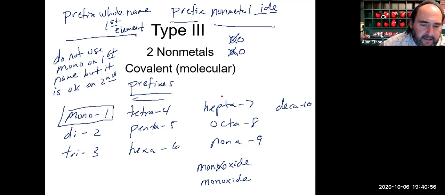And so when we have something like CO, this would be carbon monoxide. Again, carbon, nonmetal, oxygen, a nonmetal. One of each of them. Prefix is mono for both of them. Again, don't use mono on that first name, but can use it on the second name. And again, we drop that O typically.